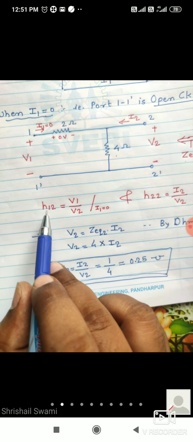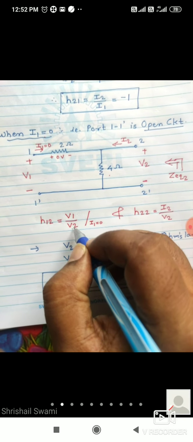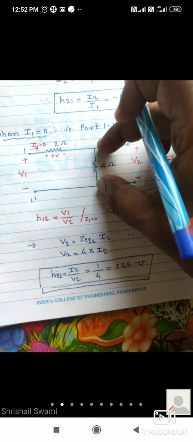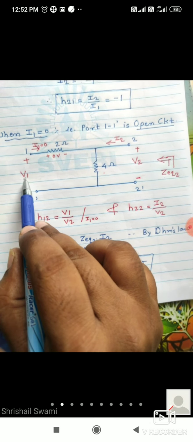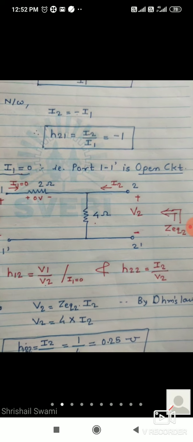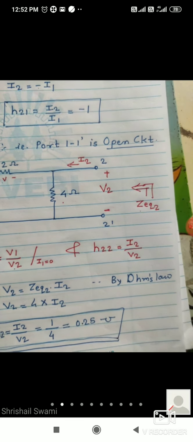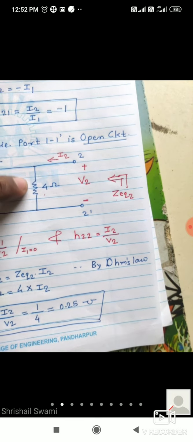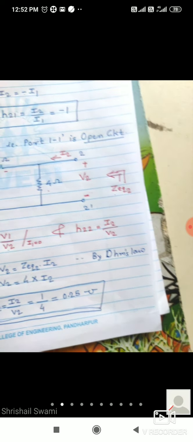So how to get now H12? That is V1 upon V2. V2 means the voltage across the 4 ohm, and V1 is also the voltage across the 4 ohm. Have you understood? Since the voltage across this is 0, if you apply KVL, V1 is nothing but the voltage across 4 ohm. So what current flows through 4 ohm? I1 is 0, so only I2 is flowing. So V1 is equal to V2 is equal to 4 into I2. Both voltages will be the same. So that you have to write.